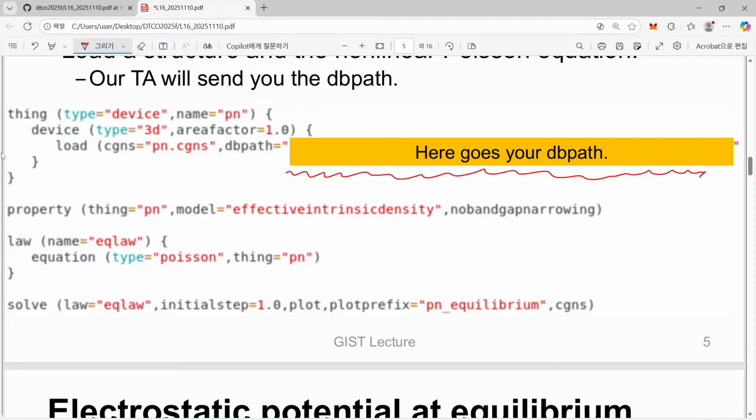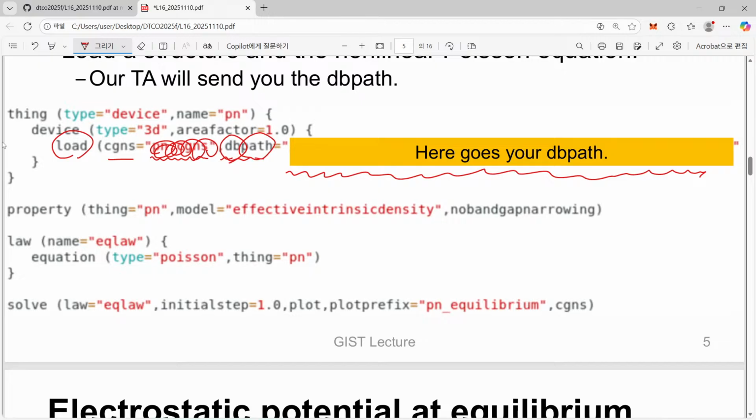Here in this case, we just define the device. We assume that we have already made a CGNS structure file. So please load the CGNS file, pn.cgns. If you want to load different files, of course you can use a different name. And now you have a DB path. This is the path for your material properties, and without the correct DB path, your simulation cannot run properly.